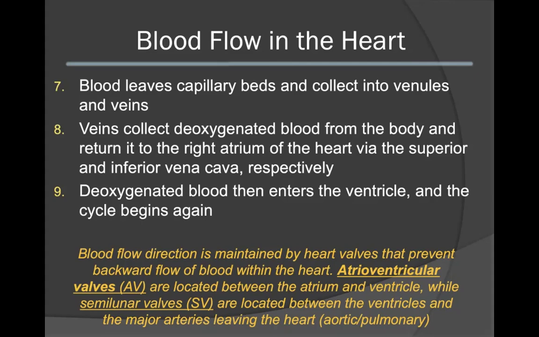The flow of blood is maintained in the heart through the use of valves. These valves are important in preventing any backward flow of blood within the heart. AV valves, or atrioventricular valves, are located between the atrium and ventricle, while semilunar valves, or SV valves, are located between the ventricles and the major arteries leaving the heart, specifically the aorta as well as the pulmonary artery.